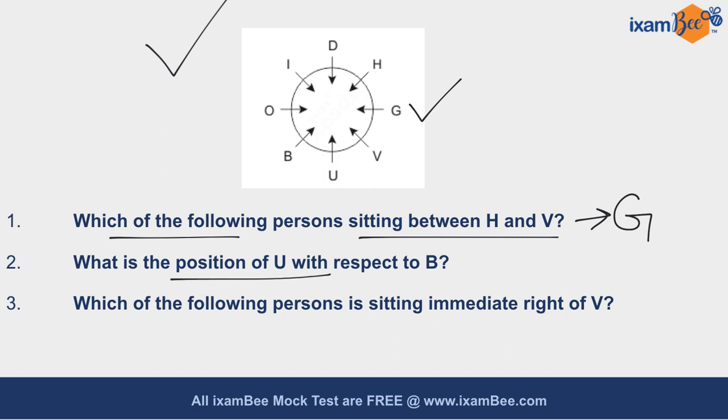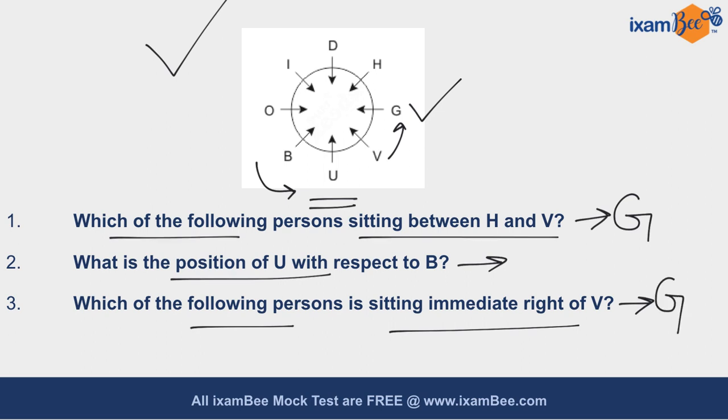What is the position of U with respect to P? Clearly, U is sitting to the immediate right of B. So the correct answer is immediate right. Which of the following persons is sitting immediate right of V? Clearly G is sitting to the immediate right of V. So G is the correct answer.